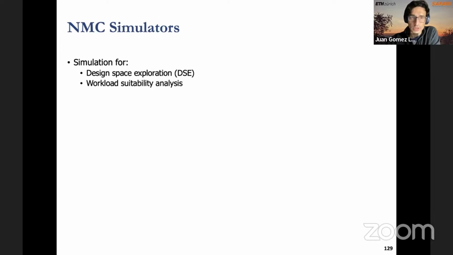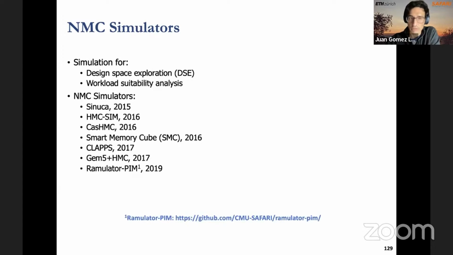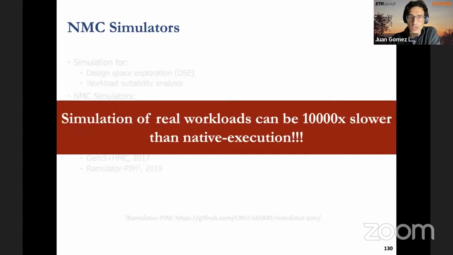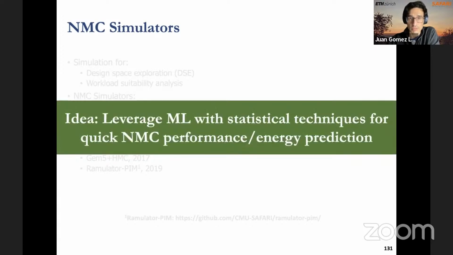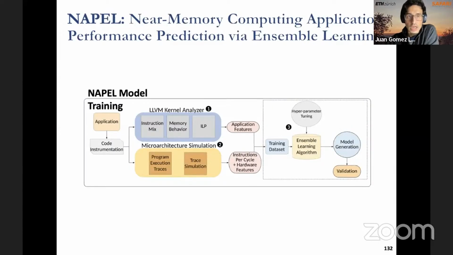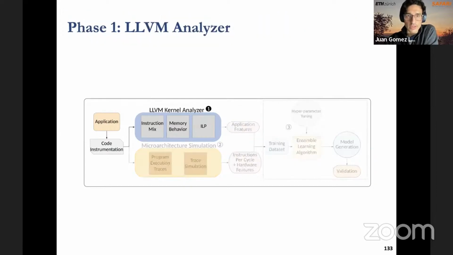As we have seen before, simulation is used for design space exploration and analysis of workload suitability. There are several simulators out there, but all of them are pretty slow, right? Up to 10,000 times slower than the execution on a real system. So that's why we want to leverage ML with statistical techniques in order to be able to do predictions in a much faster manner. NAPEL has two sides. First of all, we need to train the model, and then we will do inference. Let's first take a look at how we train the model.